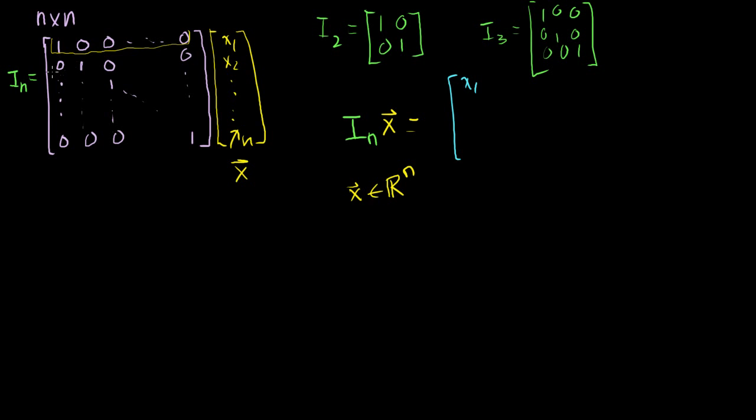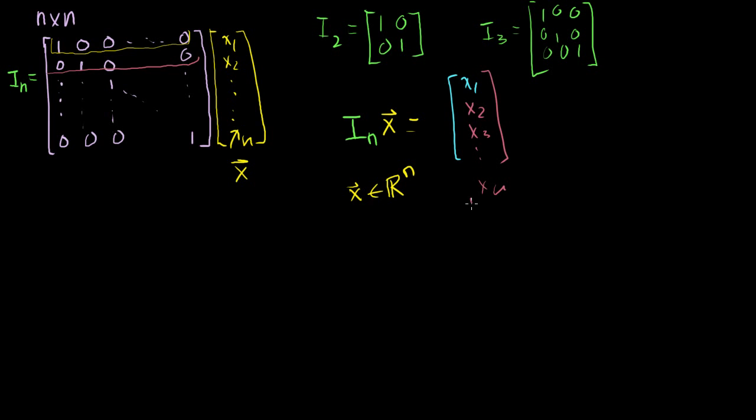And then the next entry is going to be the transpose of this row dotted with that column. So 0 times x1 plus 1 times x2 plus 0 times everything else. So the only non-zero term is the 1 times x2. So you get an x2 there. And then you keep doing that. You're going to get an x3, because the only non-zero term here is the third one. And you're going to go all the way down until you get an xn.